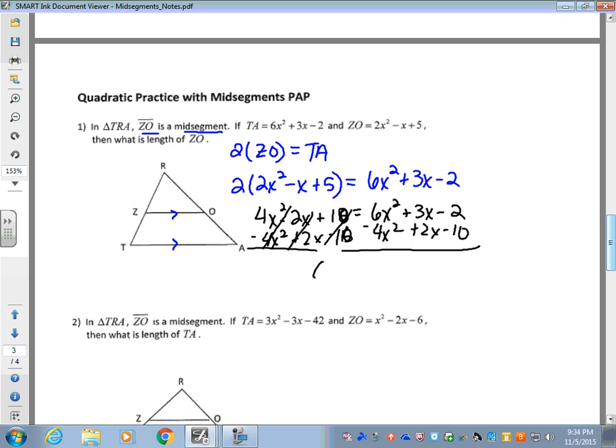Alright, so this all cancels out. I get it equal to 0. 6x squared minus 4x squared leaves me with 2x squared plus 5x minus 12.